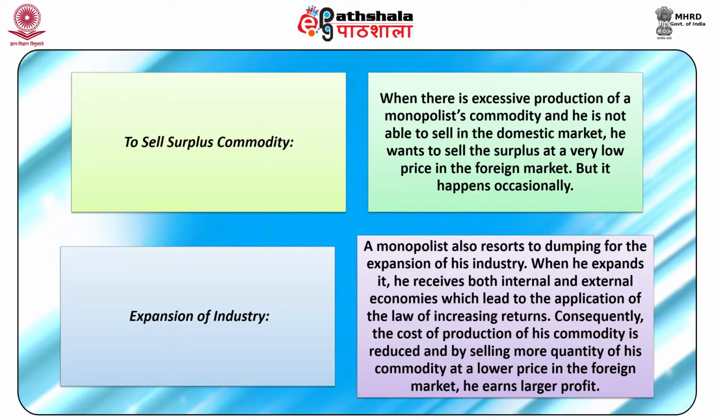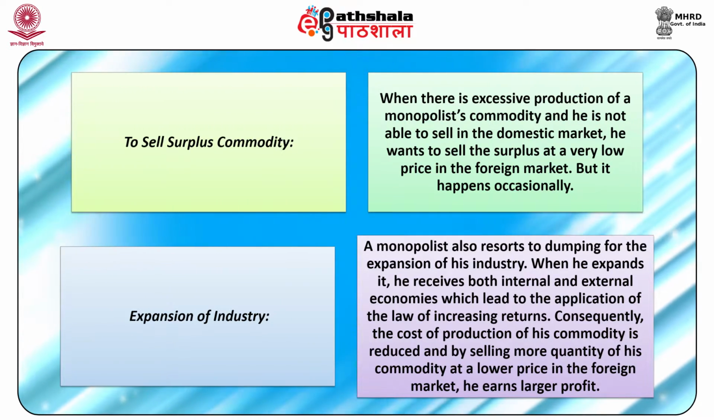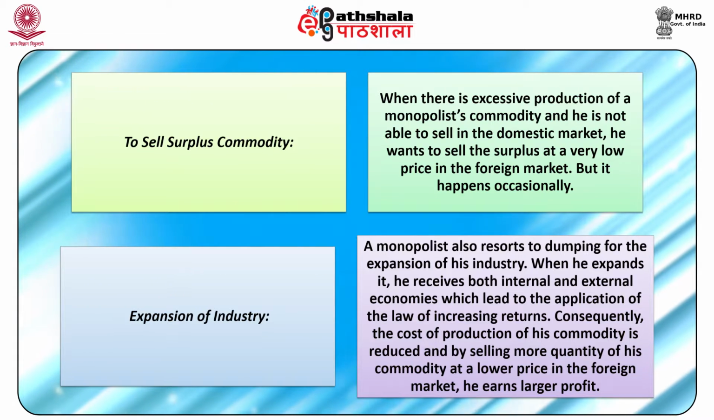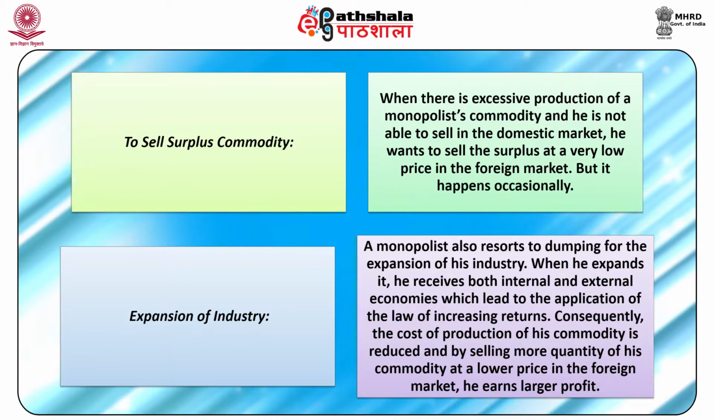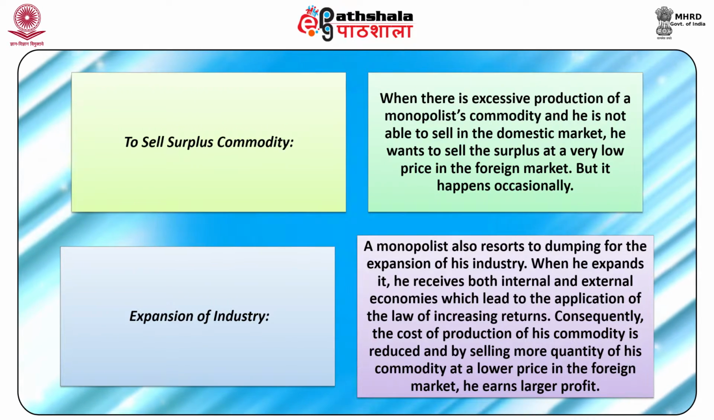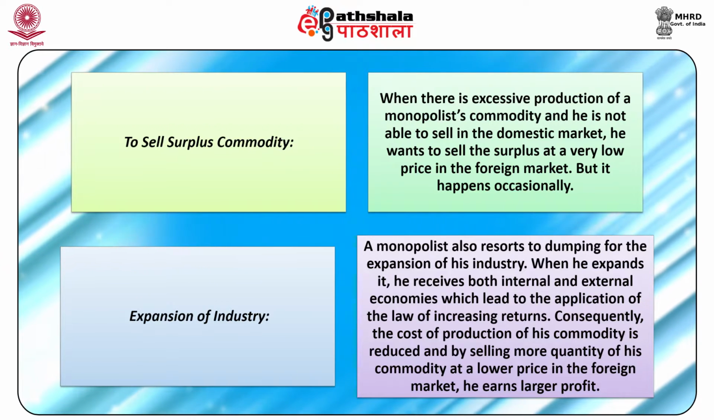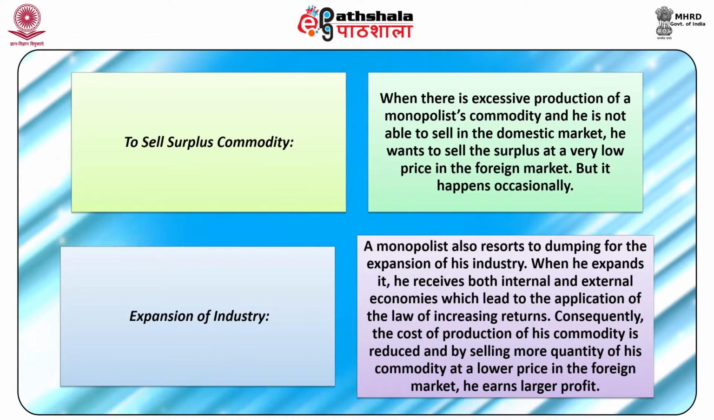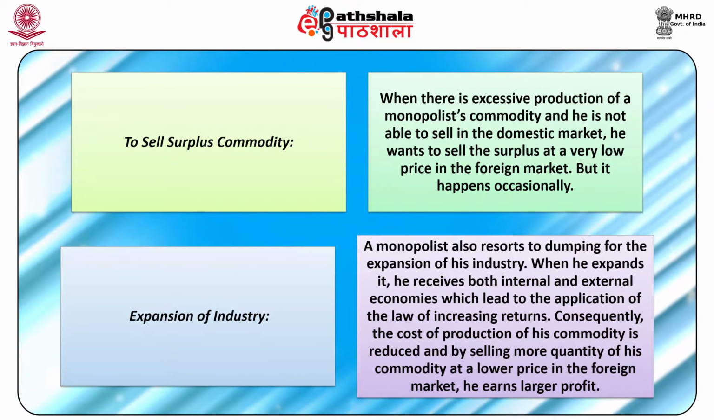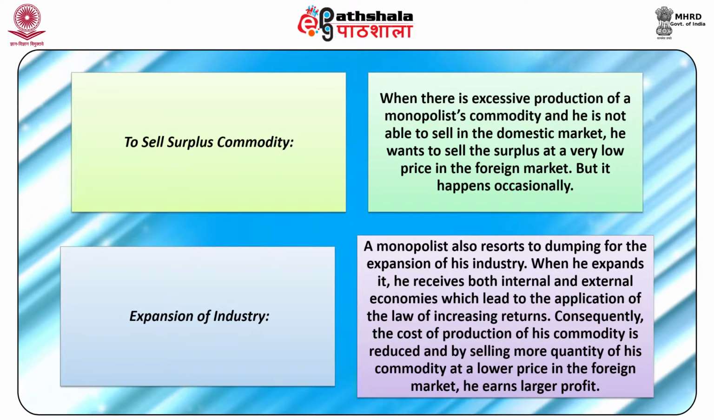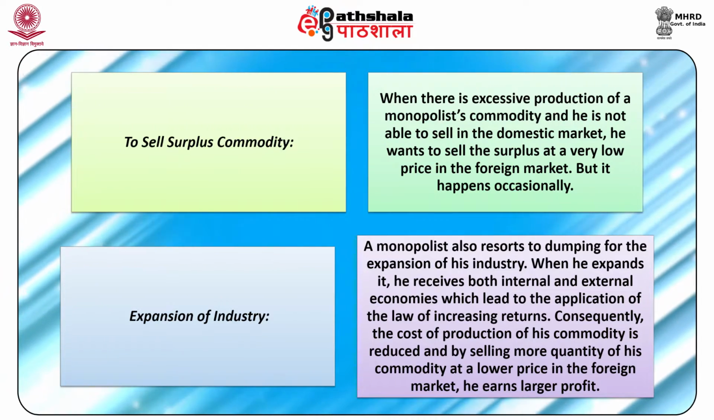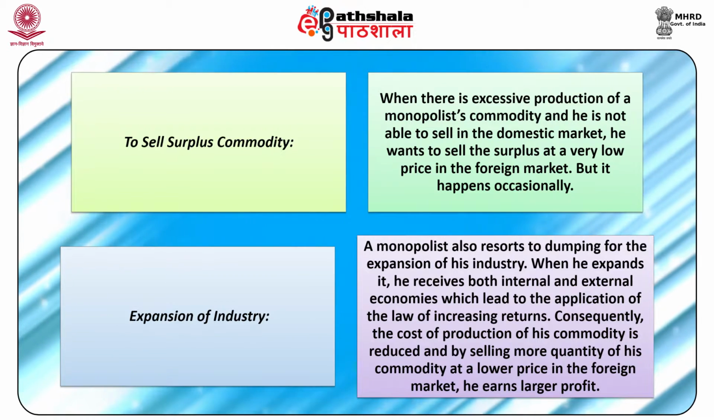Expansion of industry. A monopolist also resorts to dumping for expanding his industry. When he expands, he receives both internal and external economies, which lead to the application of the law of increasing returns. Consequently, the cost of production of his commodity is reduced, and by selling more of the commodity at a lower price in a foreign market, he may earn larger profits.